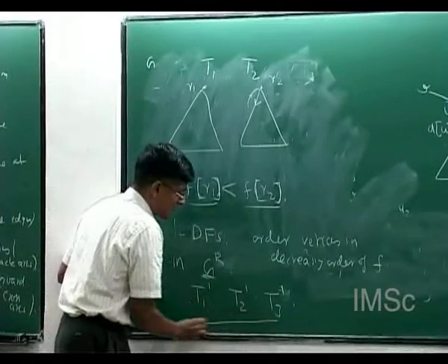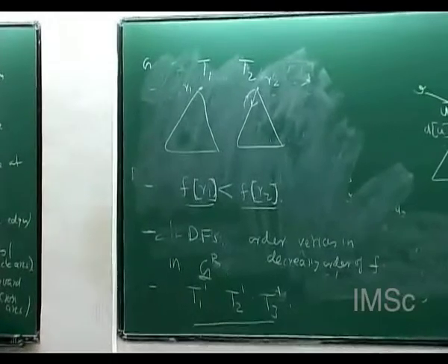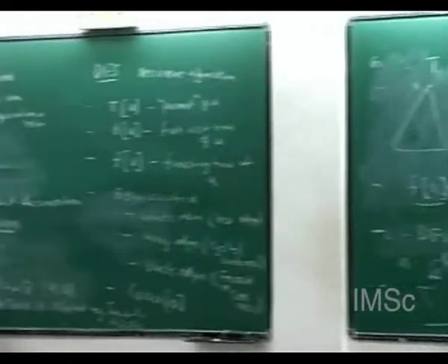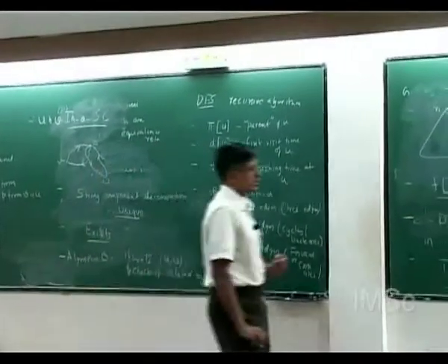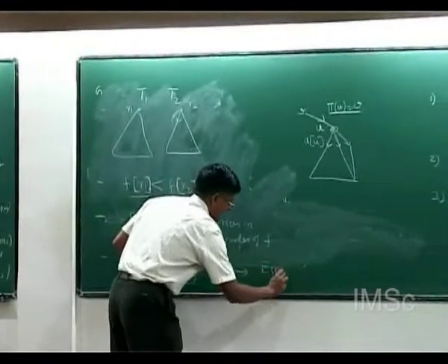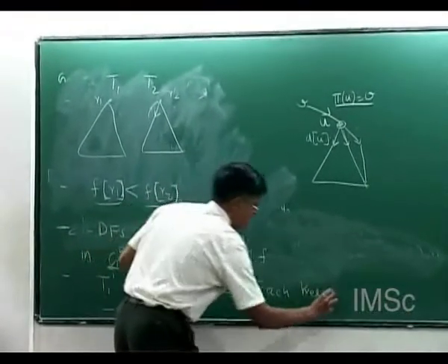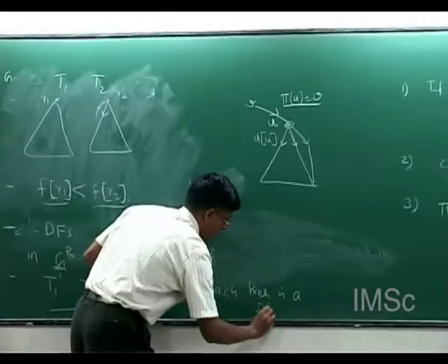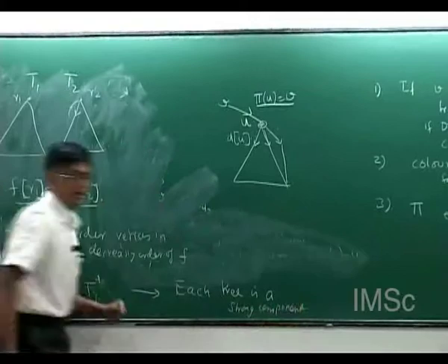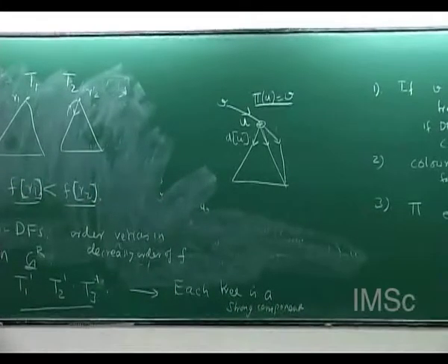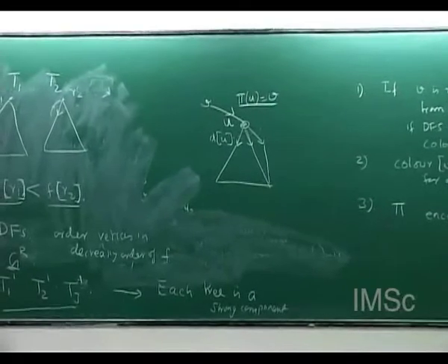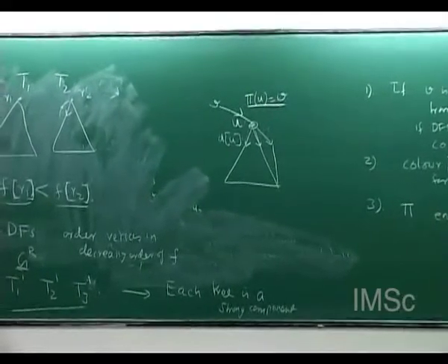And now what do you have? Let us say you have a decomposition of the vertices into trees. Now I claim that this is a strong component decomposition. Each tree is a strong component. Fine. Is the algorithm clear?